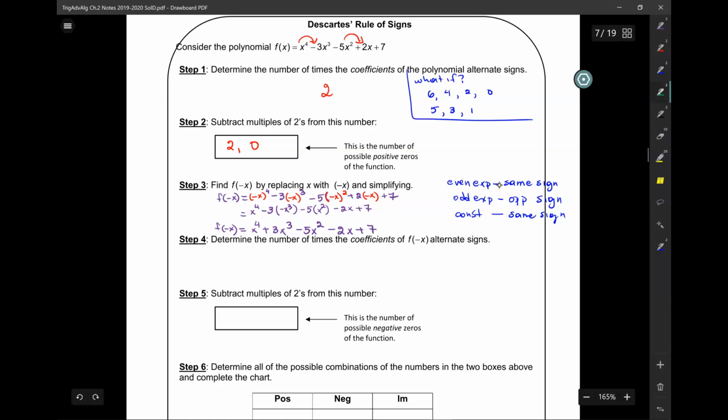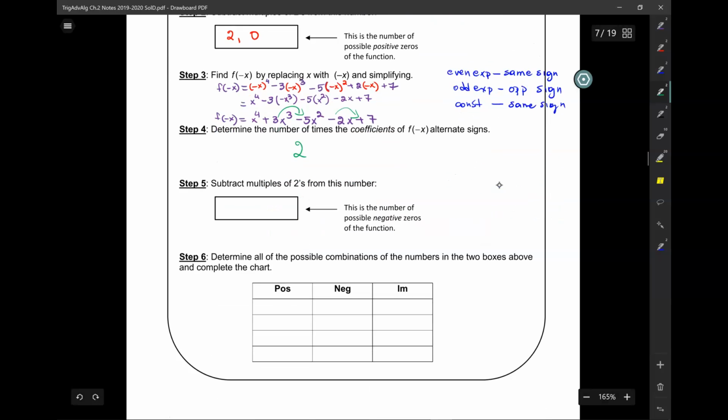Now we're going to do the same thing. Number of times these coefficients alternate sign. So let's see, I have positive, positive, switches to negative, switches to positive, so twice. Subtracting 2's, what is going to go in that box? 2 and 0.